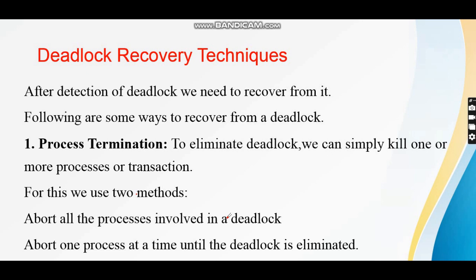We can abort all the processes or all the transactions that are involved in a deadlock. Or we can try another way, that keep on killing the processes one by one, so that we can find, yeah, this particular time we can go ahead without deadlock, right? So, aborting all the processes or aborting one process at a time to eliminate the deadlock, right?